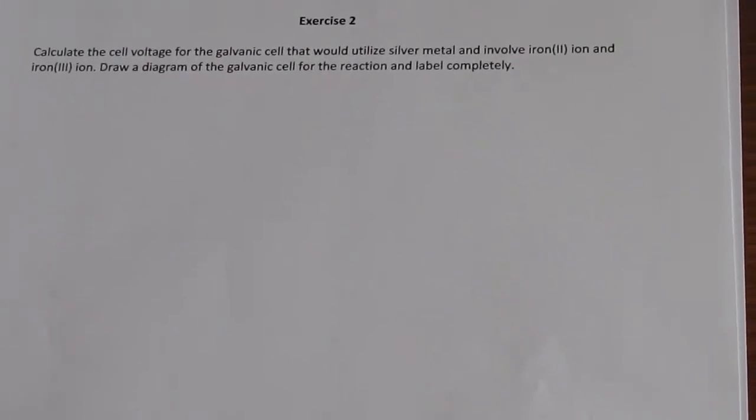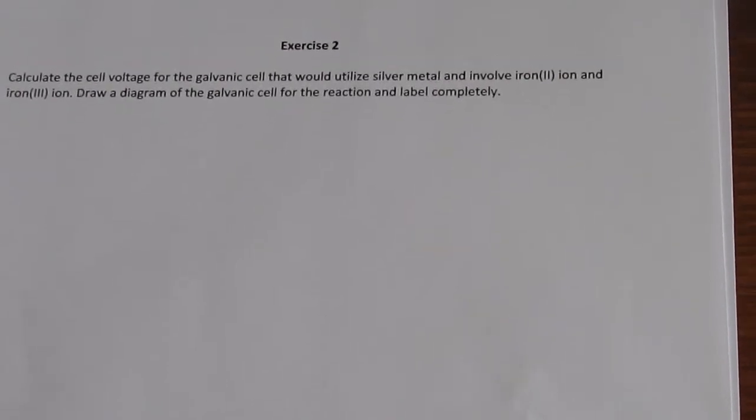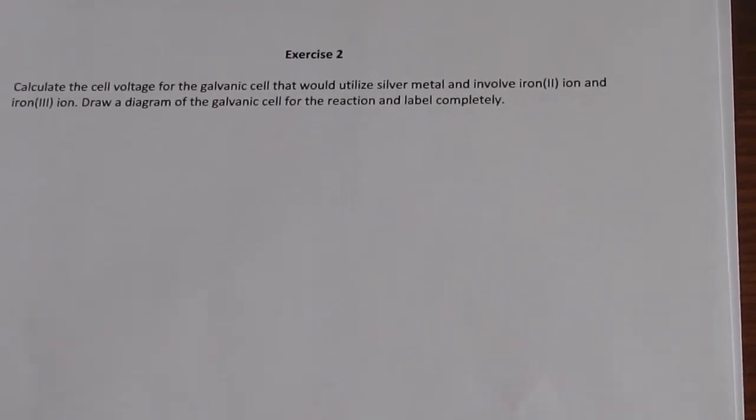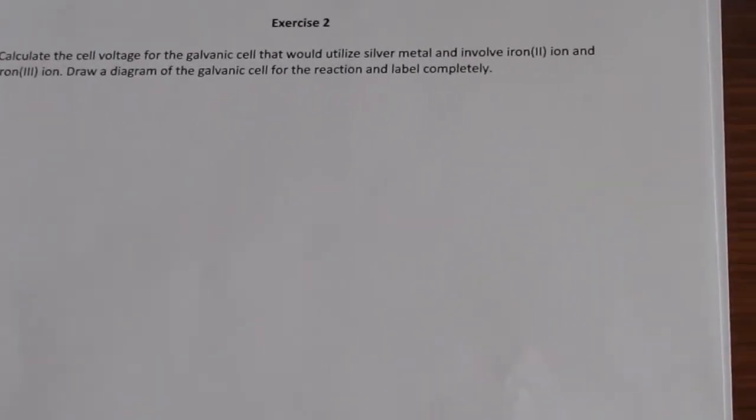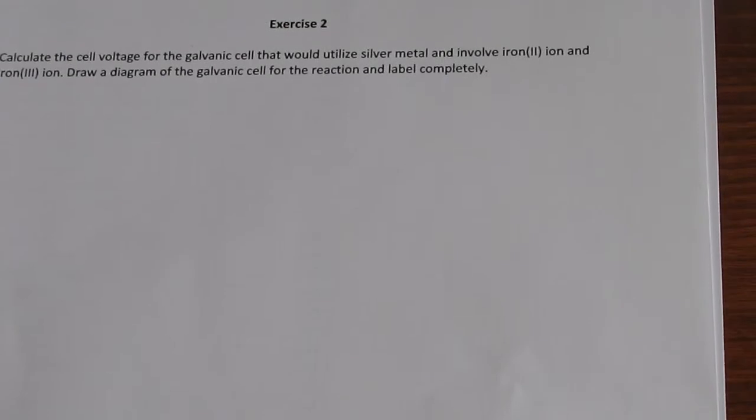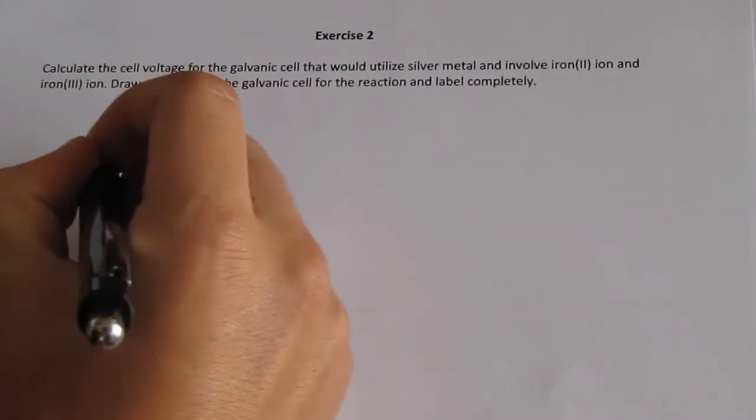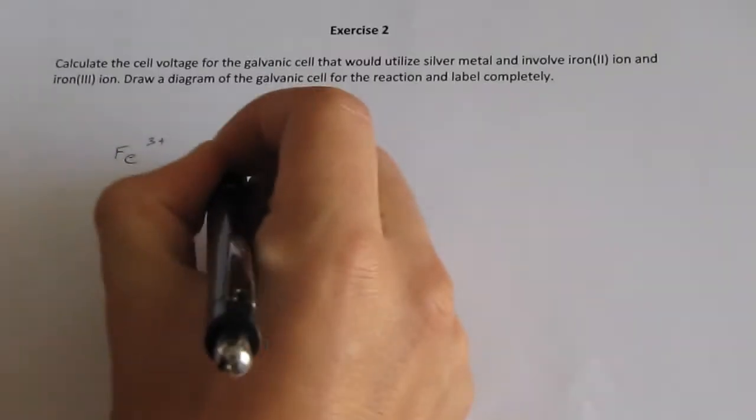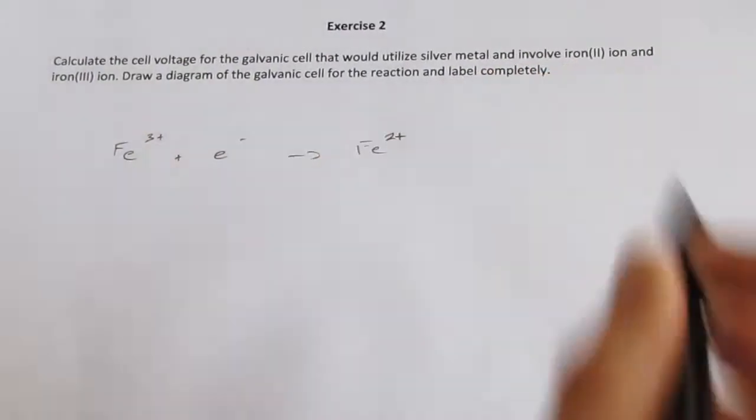First, we need to break down the problem. We know that a galvanic cell involves a redox reaction, which is a reaction with a transfer of electrons. So we should look for the potential half reactions. The iron ions look promising. If you write out the reaction in its reduction form, remember reduction is gaining electrons, then it would read iron 3 plus plus an electron goes to iron 2 plus.